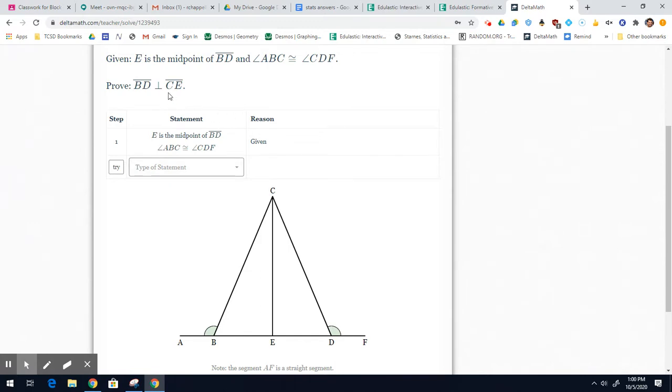So we're given that E is the midpoint of BD, and we know that angle ABC and angle CDF are congruent, and they're outside the triangle. So that's kind of strange, right? We need to prove that segment BD is perpendicular to segment CE. So let's talk about a couple things.